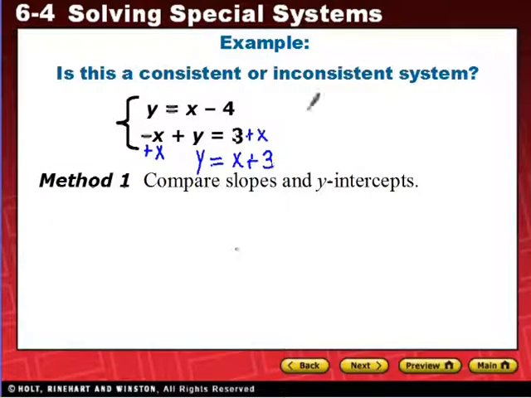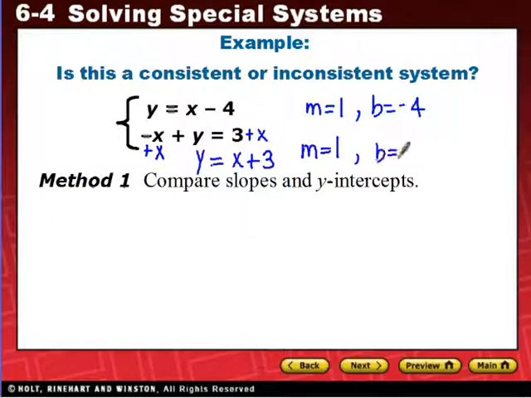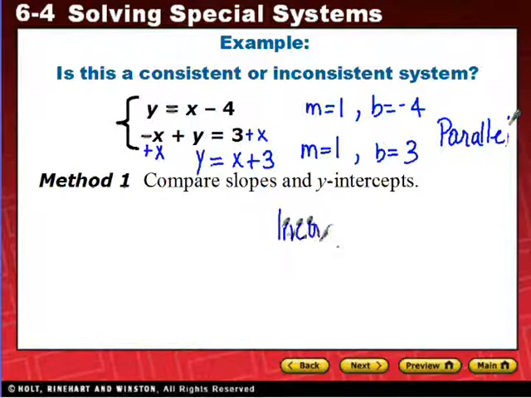The first equation has a slope of 1, and the y-intercept is -4. The second equation has a slope of 1 and a y-intercept of +3. So they go through different places on the y-axis, but they have the same slope. That means these lines are parallel. And since the lines are parallel, that means there is no solution. So it is an inconsistent system. If I ask how many solutions there were, you would say none. But if I ask you whether it's consistent or inconsistent, then you would say it is an inconsistent system.